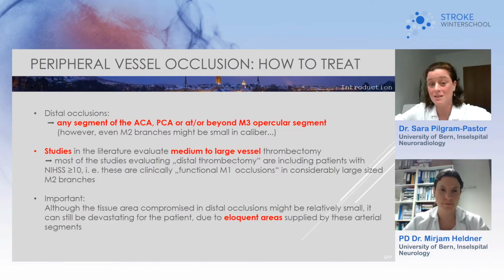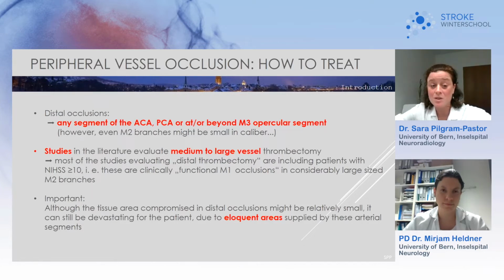distal occlusion. It depends. Studies in the literature evaluate medium to large vessel occlusion mainly. Most of the studies mention distal thrombectomy, but including patients above NIHSS of 10 points, and these are clinically functional M1 occlusions, so not really a peripheral vessel occlusion.